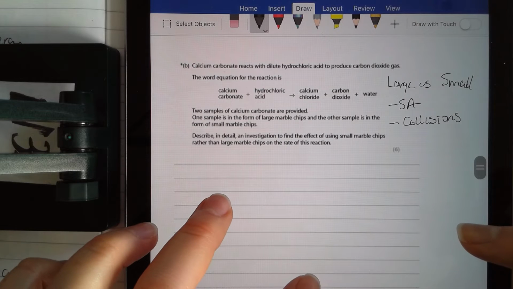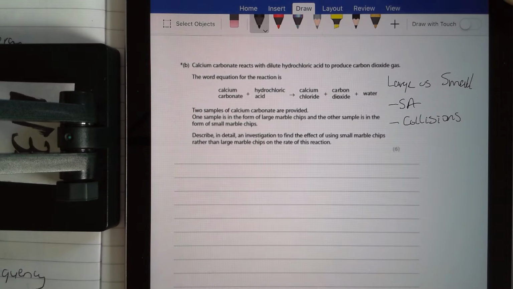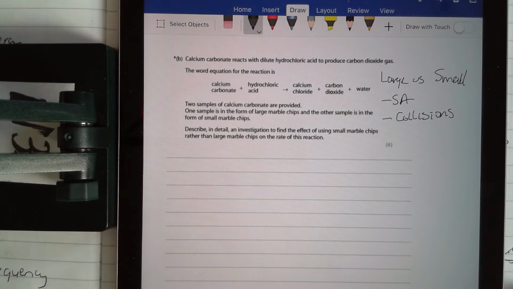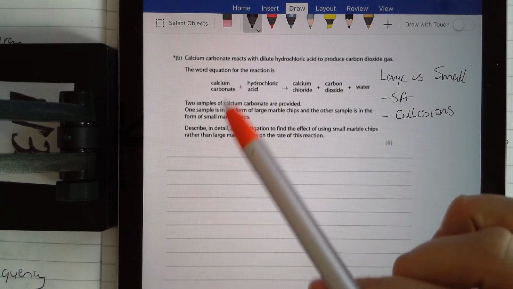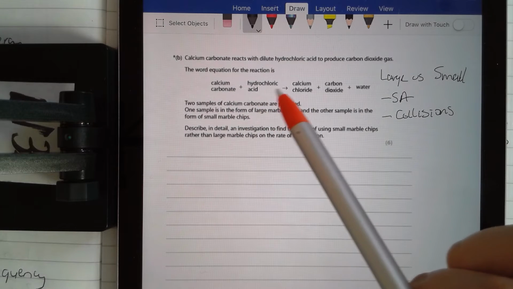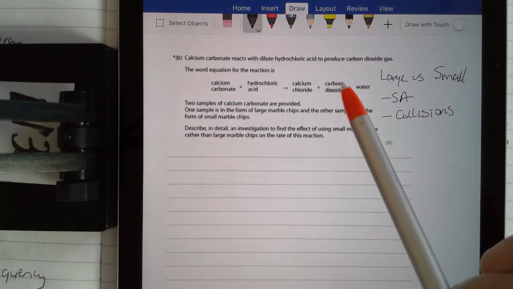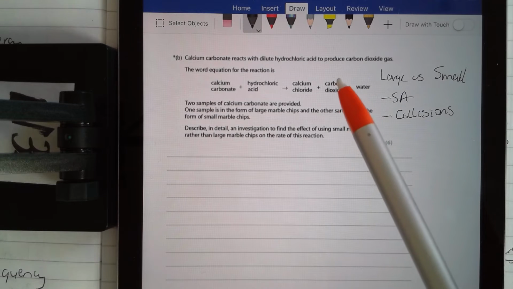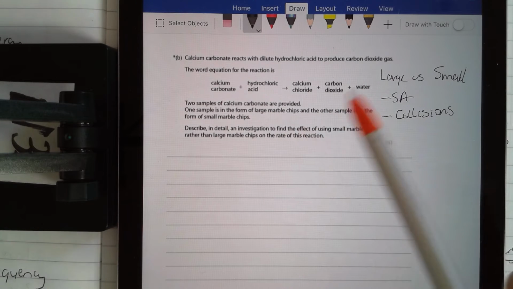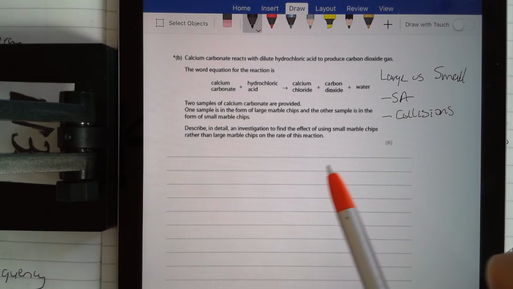B, this is your 6-mark question, okay? So I'm going to go through the points that you would need to get a full 6 marks. I'm going to start by describing how I'm going to do this reaction. They're telling you you're reacting calcium carbonate, which are marble chips, and an acid, and you are producing carbon dioxide. Remember, you're trying to compare the rates of the reactions. You need to be able to calculate the rate, so you need a way of recording how something is changing over time.